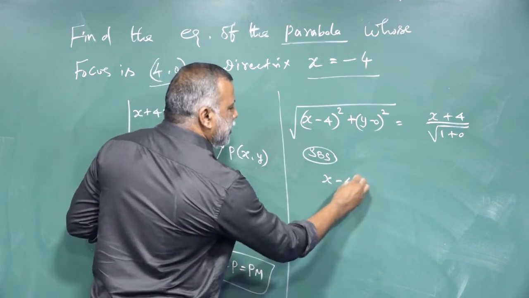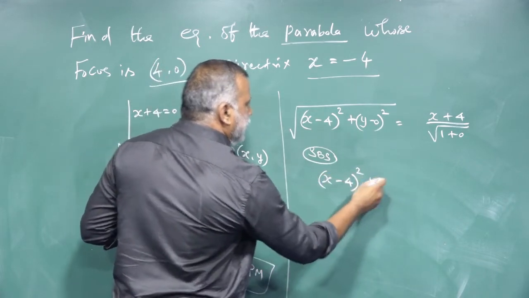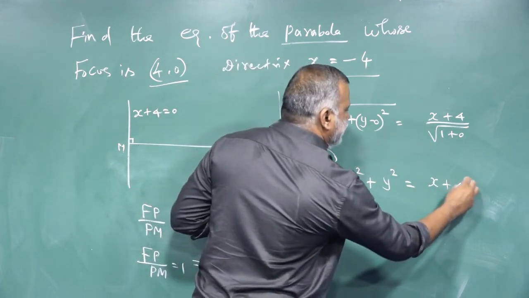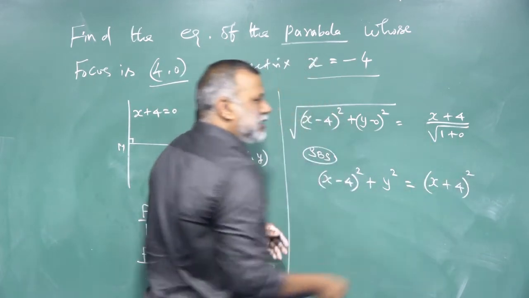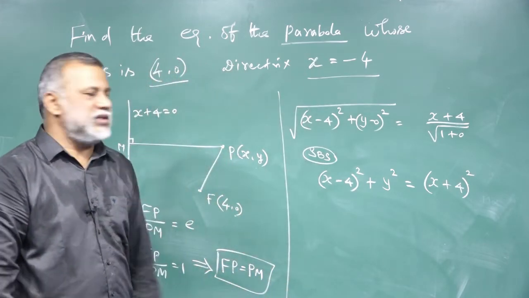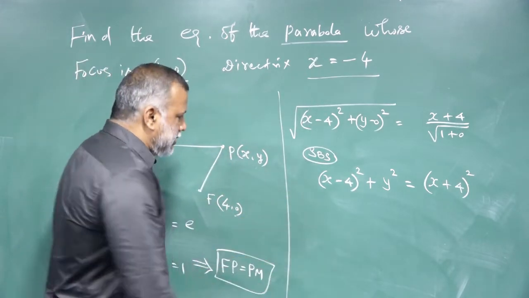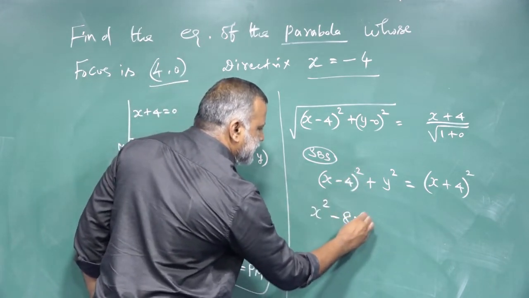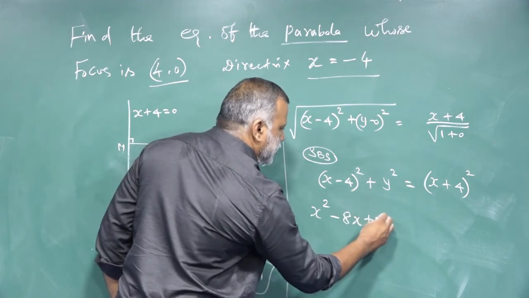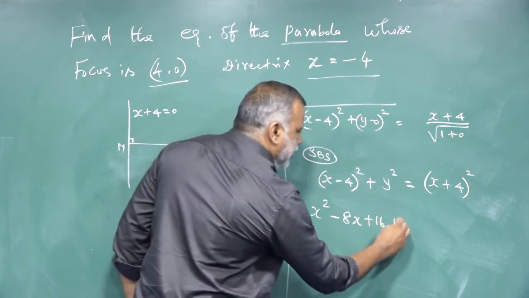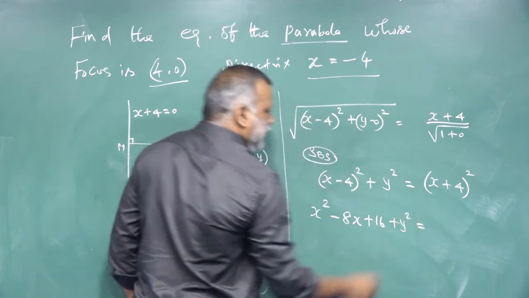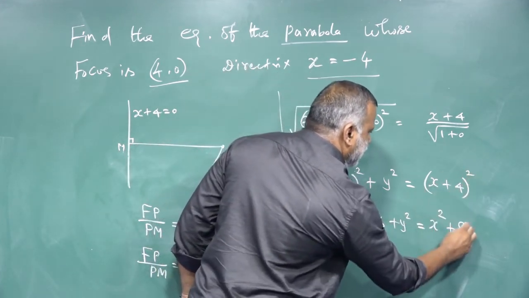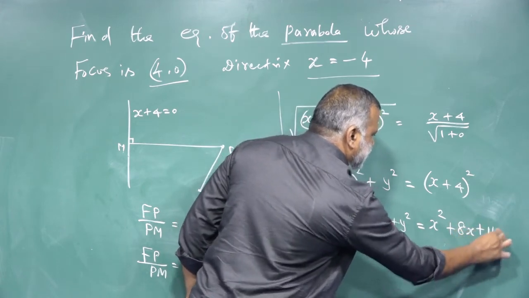We can say (x minus 4) the whole squared plus y squared equal to (x plus 4) the whole squared. Just avoid the root; we can get 1 only. Now we are able to expand this one. See this one: x squared minus 8x, then plus 16, and y squared. Here we already have one more y squared, that is equal to x squared plus 8x and one more 16.